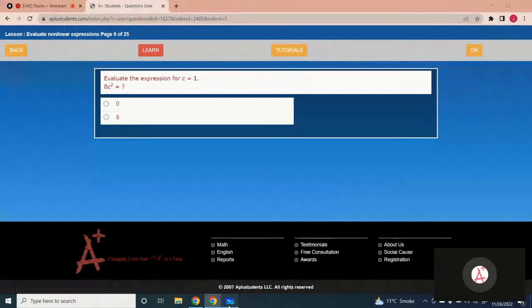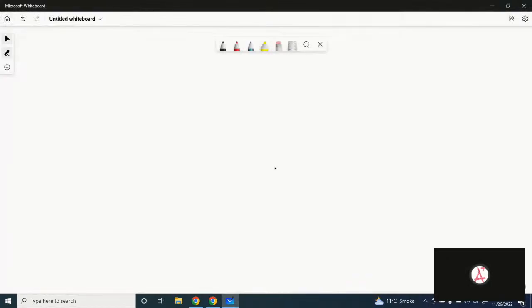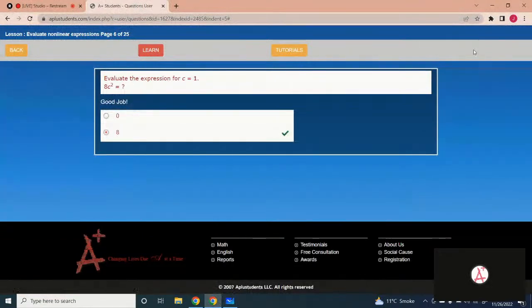Okay, the next one is 8c square, and you have to evaluate for c equals 1. Replace the variable with the value. It would be 8 times 1 square. 1 square is 1, so you have to do 1 times 8, which is 8. So the correct option is 8. Just select the correct option and click on the OK button.